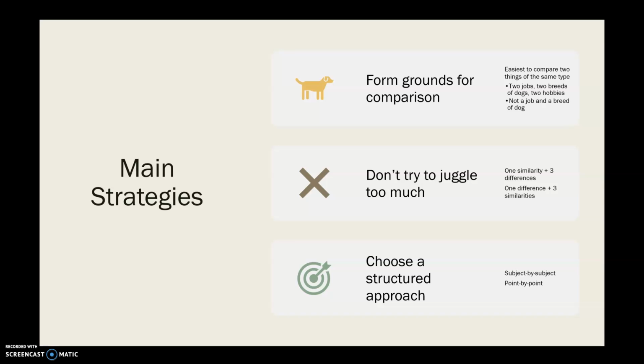You also don't want to juggle too much. I recommend focusing on two things: one thing that's similar and three things that are different, or one thing that's different between the two things and three similarities. You don't want to try to compare and contrast 20 things. And you don't want to try to list every possible similarity and difference, because then you end up with something that's 100 pages long and is impossible to manage. So you really want to focus on the most important things for the why that you're using.